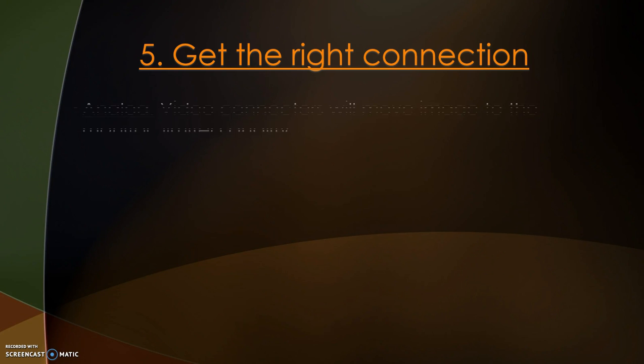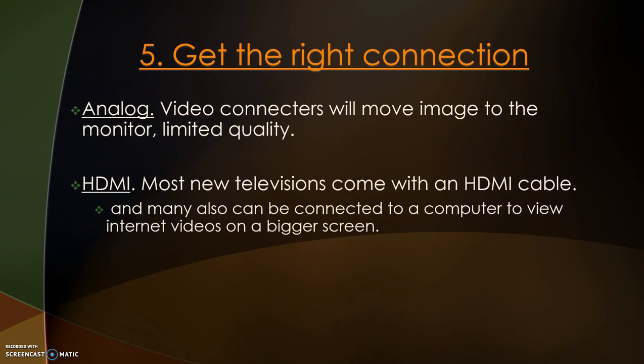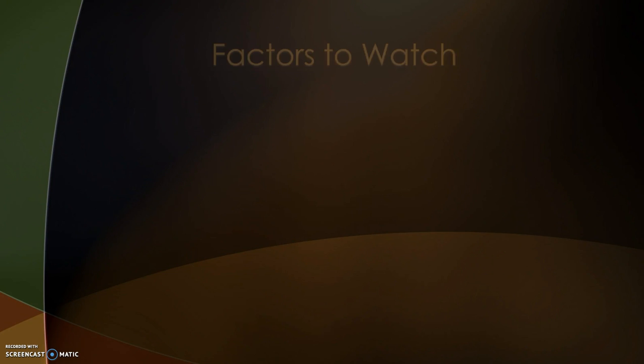Now, the right connection refers to the analog connection, which is the video connectors that move the image to the monitor, and it has limited quality. And the HDMI, which most televisions come with nowadays, and many can also be connected to a computer to view internet videos on a bigger screen.